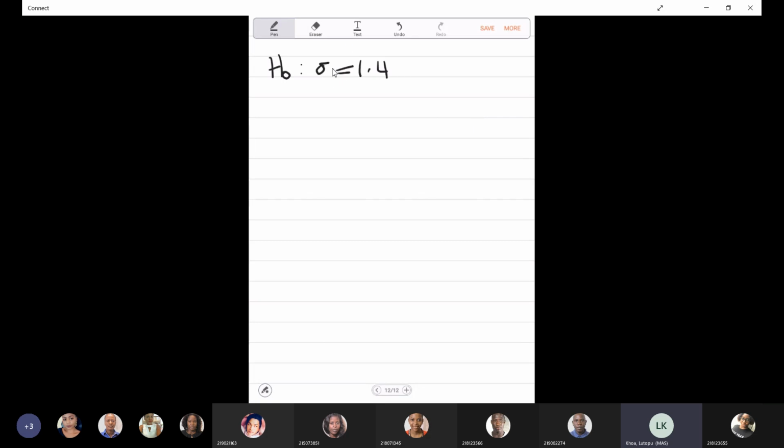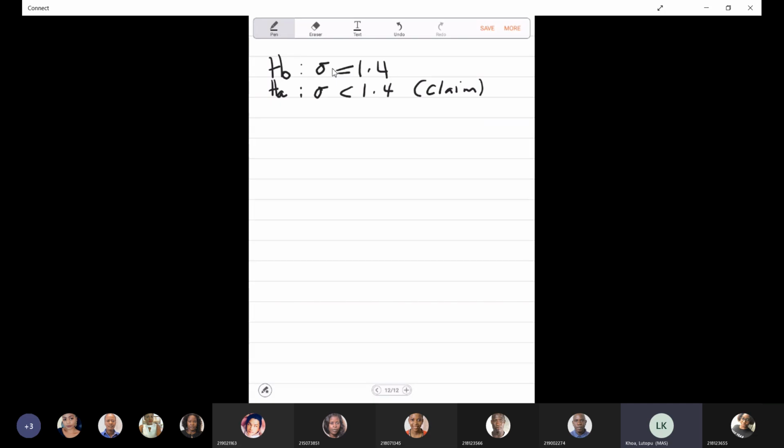And then our alternative is the claim, or whatever it is you're asked in the question. So the company claims that the standard deviation is less than 1.4. This is the claim that is stated in the question, or the claim that the company says.